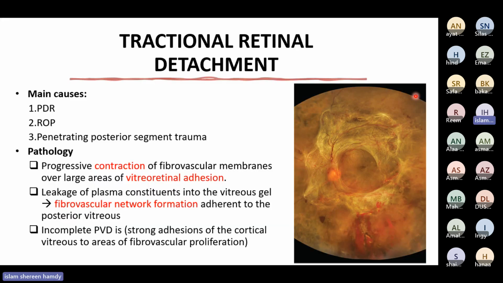Tractional retinal detachment is more likely to happen in cases with proliferation like PDR, ROP, and penetrating trauma. There is vitreoretinal adhesion, so the vitreous is adherent to those areas and it will contract and cause tractional retinal detachment. Here there is no retinal break, but the vitreous is pulling on the retina and detaching it from the underlying retinal pigment epithelium and choriocapillaris.